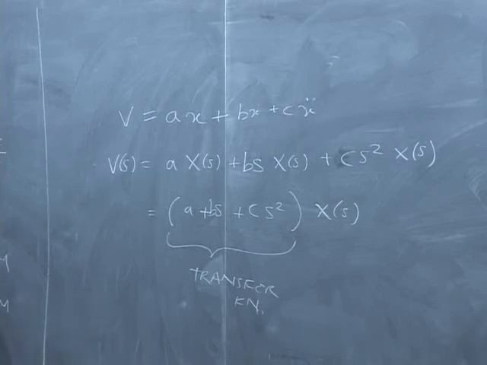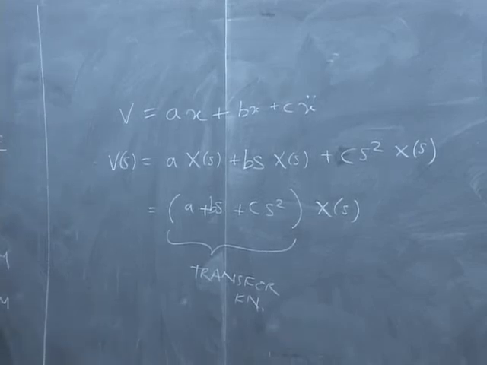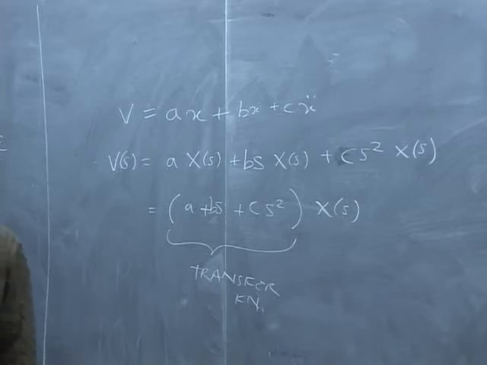So a plus bs plus cs squared. And you can see it's pretty straightforward. You have the Laplace table. It tells you what to do. Okay, so I hope everybody got that. Okay, any questions? Yeah?